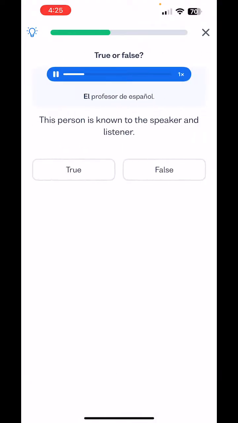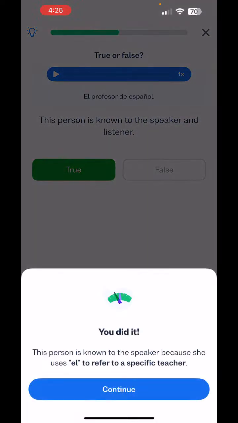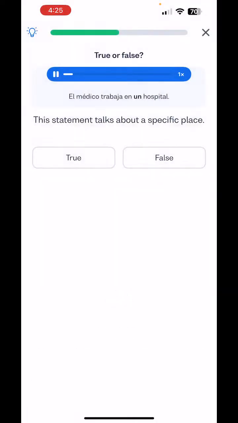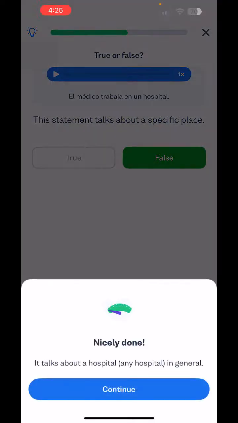Yeah. El profesor de español. So the person is known to the speaker and the listener. I would guess that's true, right? El to refer to a specific teacher. Okay. El médico trabaja en un hospital. So the statement talks about a specific place. Well, it says un hospital, so I'm missing that's any hospital. So we'll say false.